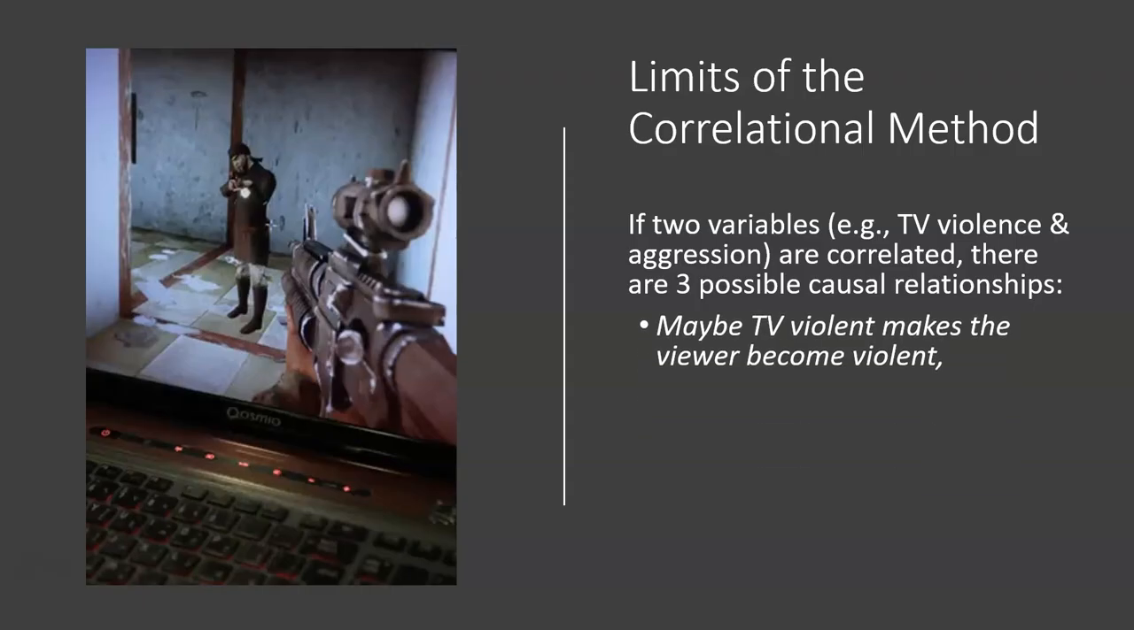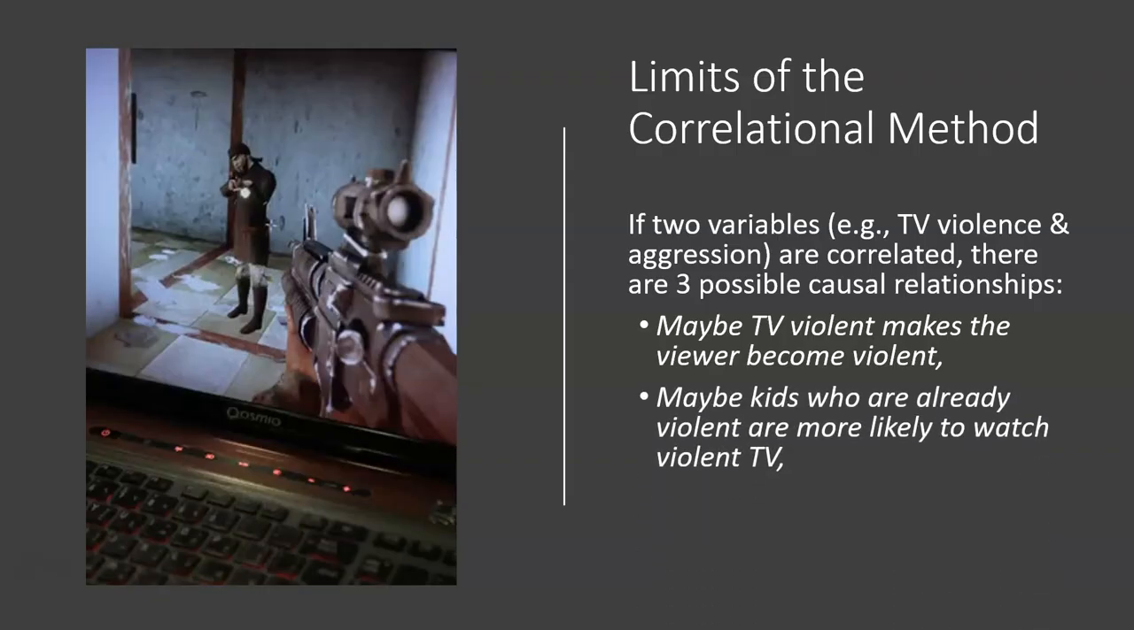One possible outcome, maybe there is a causal connection. Maybe watching TV violence or watching media violence, playing violent video games, maybe it does cause viewers to become more violent. That's one possible outcome. Maybe kids who are already violent or people who are already violent are attracted to violent video games or violence in TV. Maybe both are caused by something else. So any of those outcomes is possible.